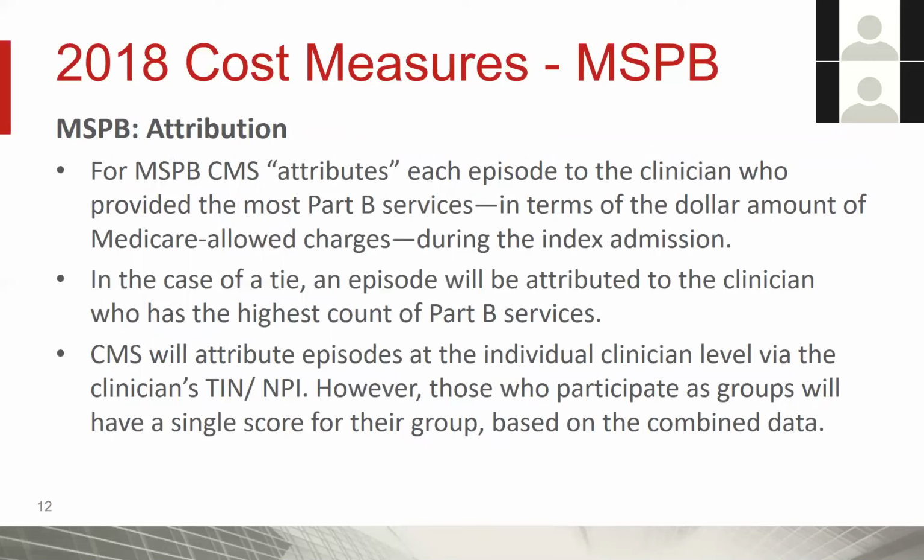A key factor of MSPB cost evaluation is known as attribution. So for MSPB, CMS will attribute each episode to the clinician who provided the most Part B services in terms of the dollar amount of Medicare allowed charges during the index admission. In the case of a tie between two providers, an episode will be attributed to the clinician who has the highest count of Part B services. CMS will attribute episodes at the individual clinician level via the clinician's tax ID or NPI. However, those who participate in MIPS as groups will have a single score for their group based on the combined data.